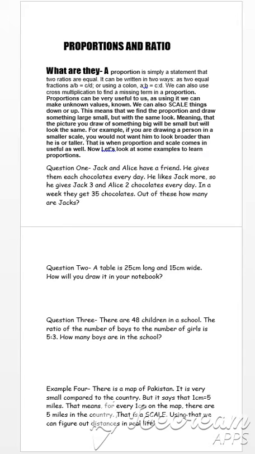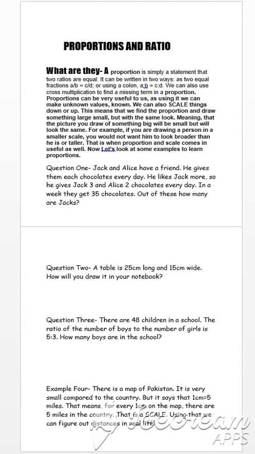For example, if you are drawing a person on a smaller scale, you would not want him to look broader than he is or taller. That is when proportion and scale come in useful as well. So when you draw the person, he will look the same as he does, except that he's smaller. Now, let's look at some questions and examples to learn proportion.